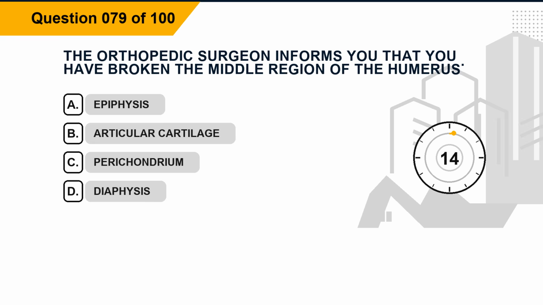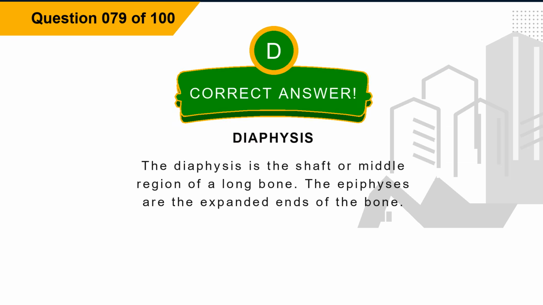Question 79. The orthopedic surgeon informs you that you have broken the middle region of the humerus. Option A, epiphysis. Option B, articular cartilage. Option C, perichondrium. Option D, diaphysis. The correct answer is option D, diaphysis. Explanation. The diaphysis is the shaft or middle region of a long bone. The epiphyses are the expanded ends of the bone.